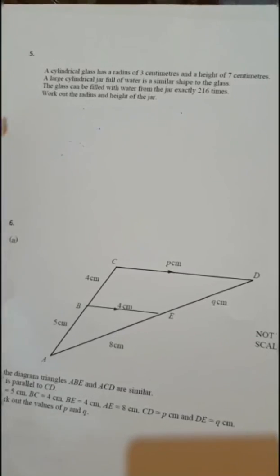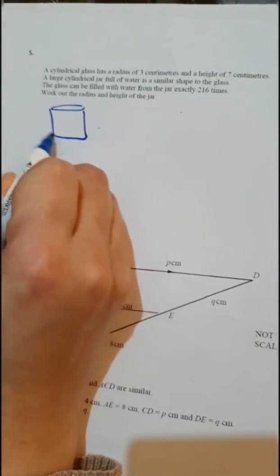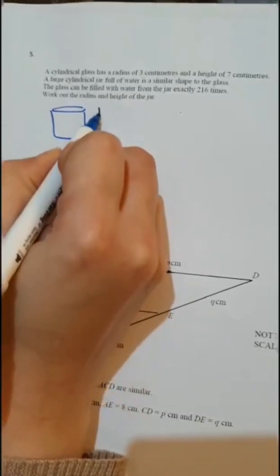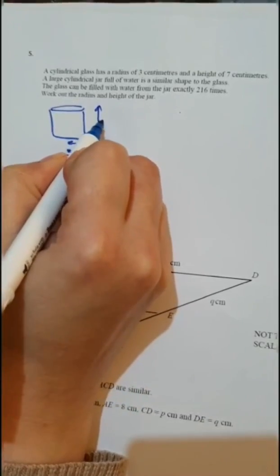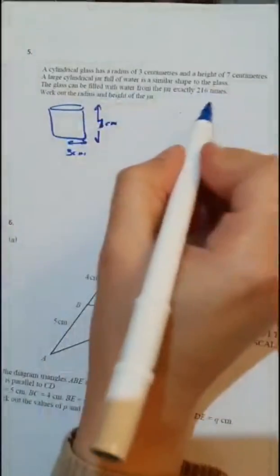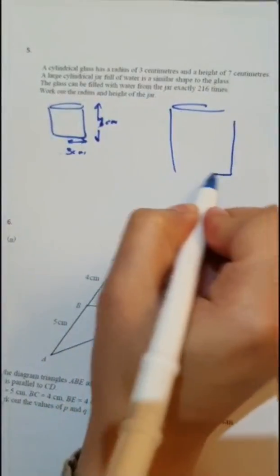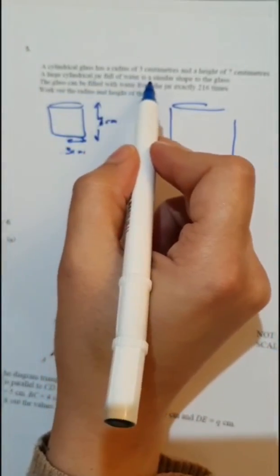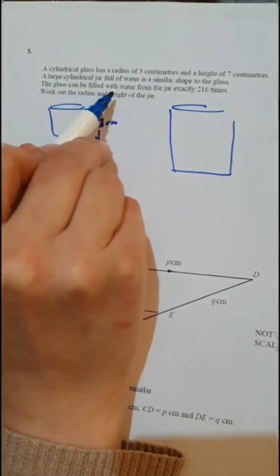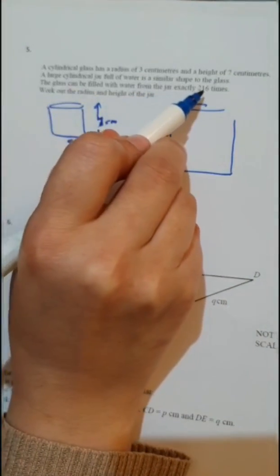Now I will continue with the assignment question you asked me to do: a cylindric glass has a radius of 3 centimeters. So we have a cylindric glass, and I'm going to draw it here. The radius of this cylinder will be 3 centimeters, and the height of this cylinder is equal to 7 centimeters. A large cylinder jar full of water is a similar shape to this glass, so it's another cylinder here. The glass can be filled with water from the jar exactly 216 times.